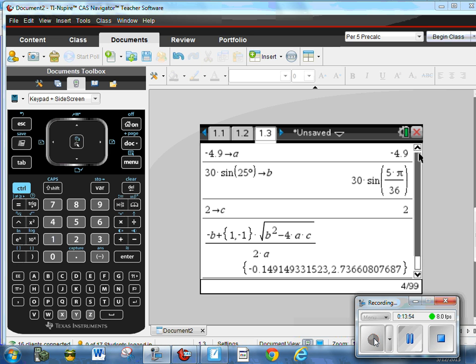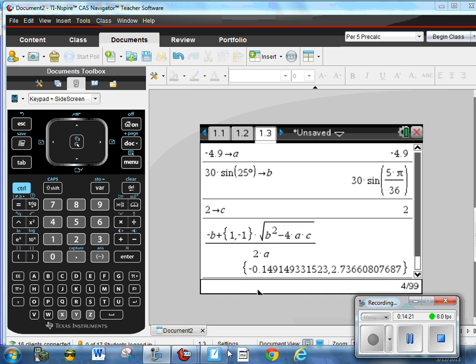Okay, just to remind you how to do that, I typed negative 4.9 and stored it to A. You do Control var to store it, and I stored a number for B and a number for C. I typed in the quadratic formula and got two answers, a negative one and a positive one. If we go back and look, there's the 2.7366, so it looks like 2.737 seconds approximately is when it hits the ground.